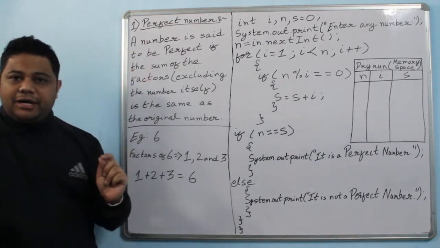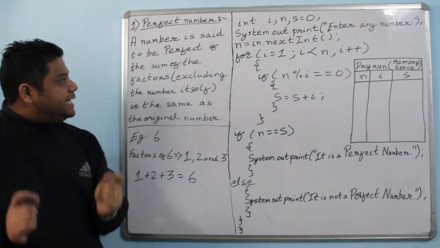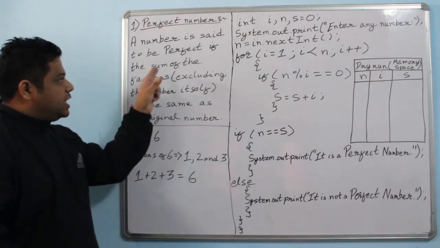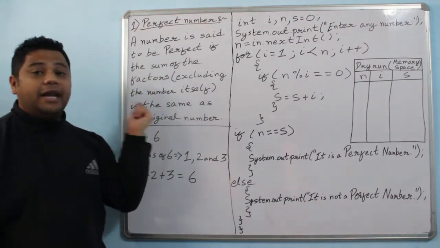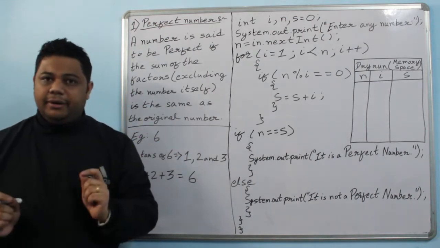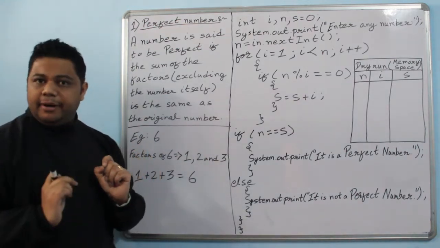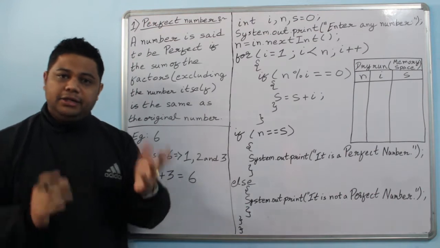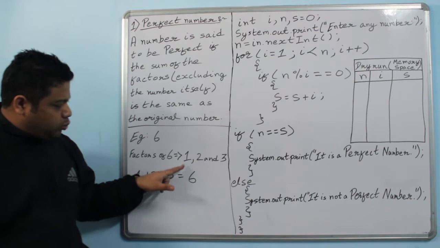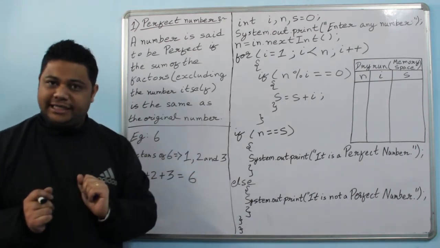So let us understand the program first. A number is said to be perfect if the sum of the factors, now be very careful over here, the sum of the factors excluding the number itself is the same as the original number. So we are supposed to find the factors of a given number, but we are not including the number. One example, 6. The factors of 6 are 1, 2, 3 and 6, but we are not including 6.